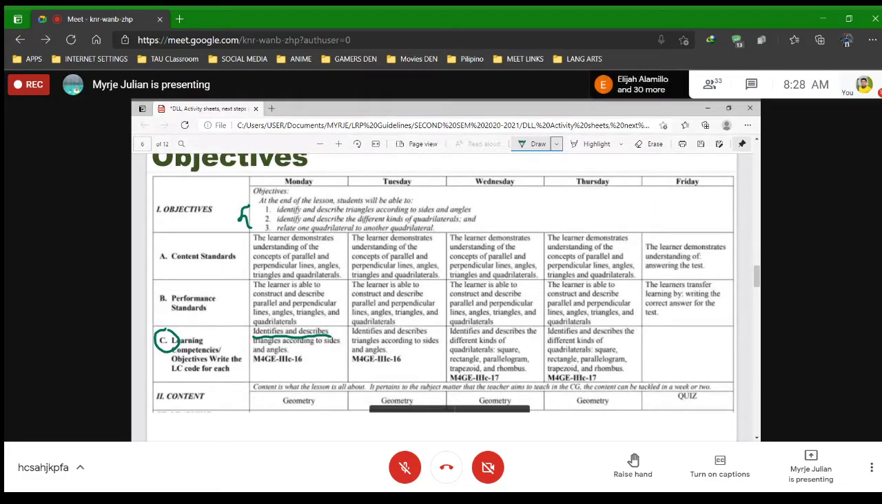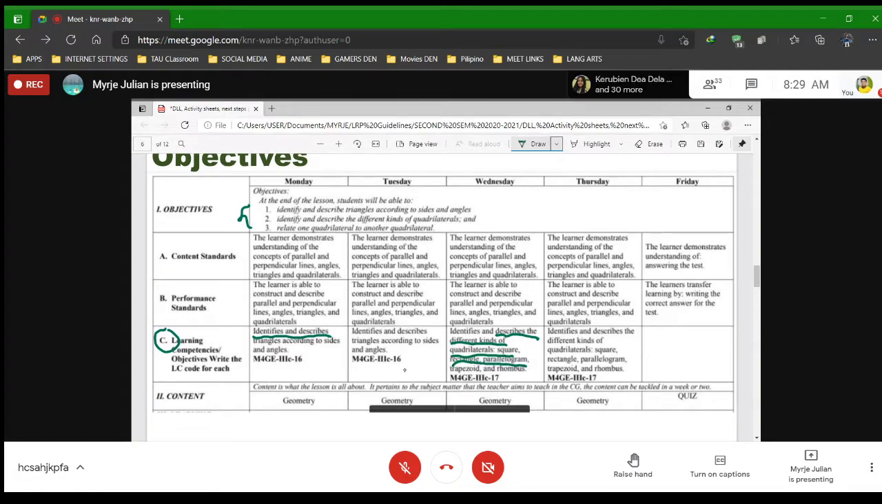Okay? So, in this special case, I somehow accepted this kind of set of objectives here, because it is somehow given, or let's say aligned to the learning competencies. Okay, that's it. So since the identify and describe here are aligned to the learning competency assigned, as well as relate one quadrilateral to another quadrilateral. Okay. Ayan, nandito naman siya. Ayan.